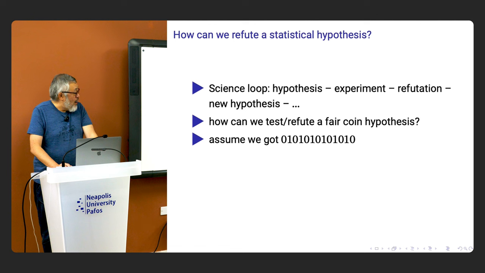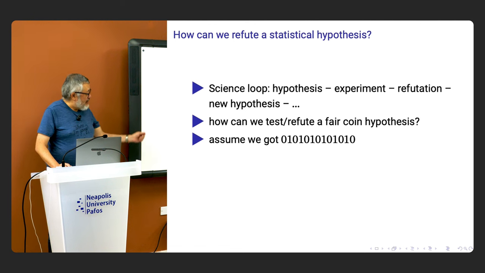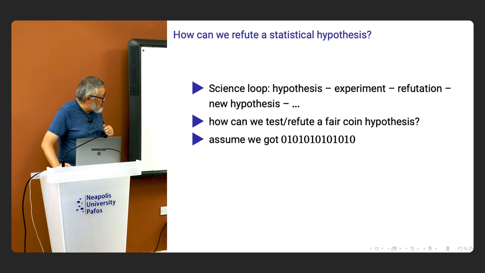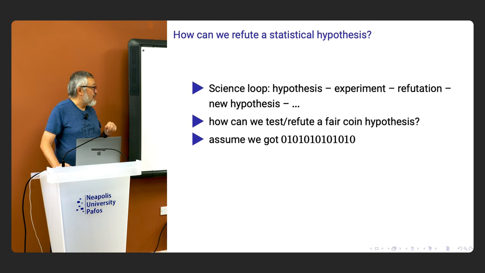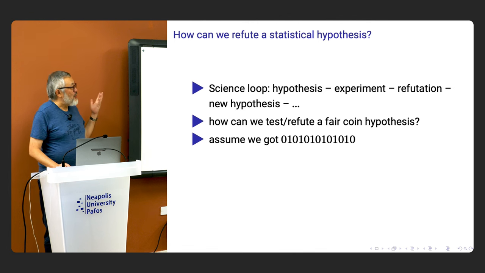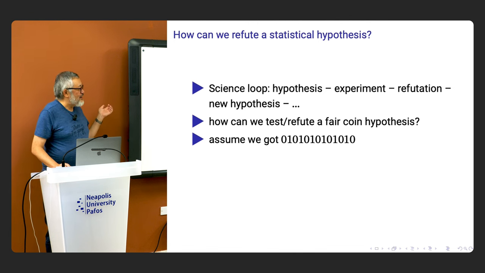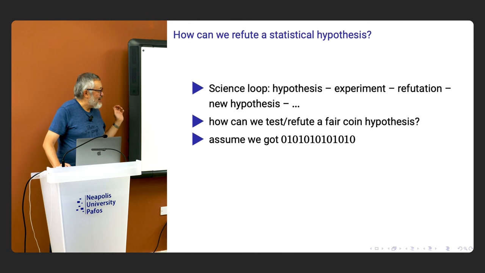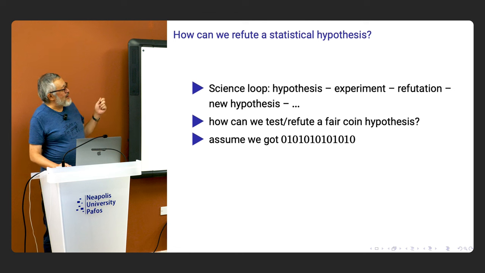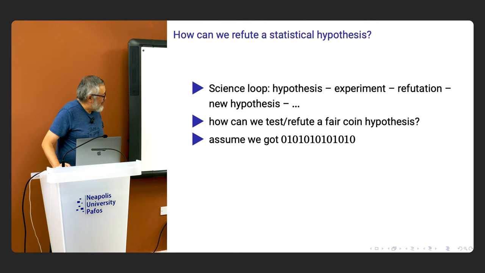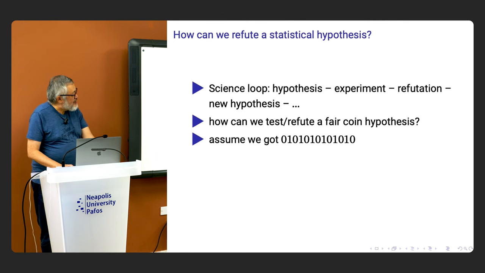Why, if we see 0, 1, 0, 1, 0, 1, and so on, do we not believe that this is the result of a real experiment? As with the students, somehow you will say that, no, you cheated, you didn't do your homework properly, you didn't toss the coin 100 times, you just wrote 1, 0, 1, 0, 1, and it's just your false results. But it's not so easy to explain why we come to this conclusion.